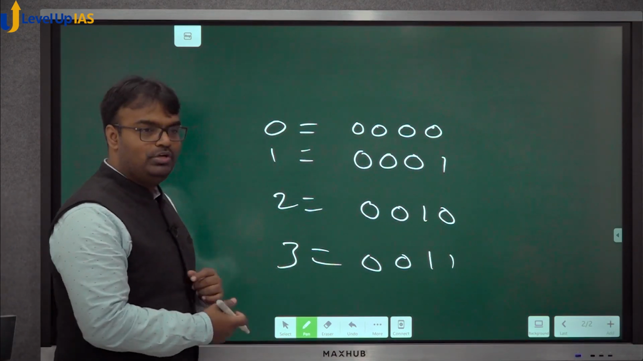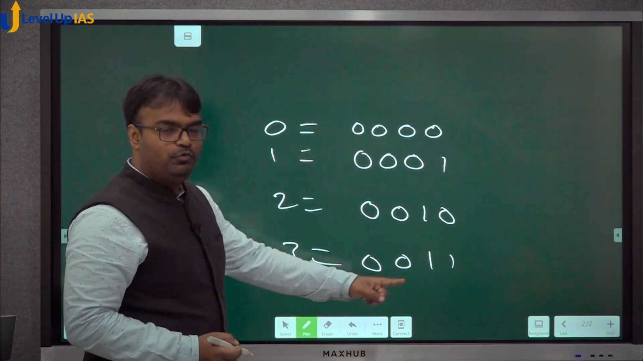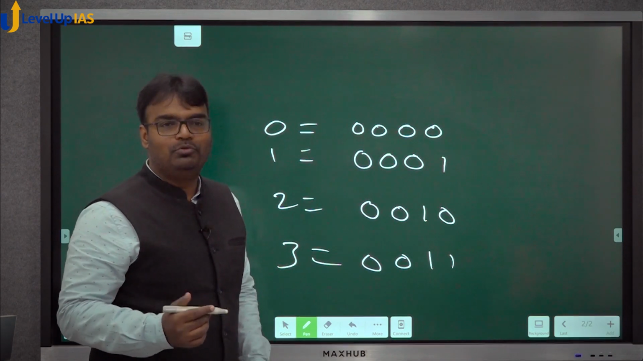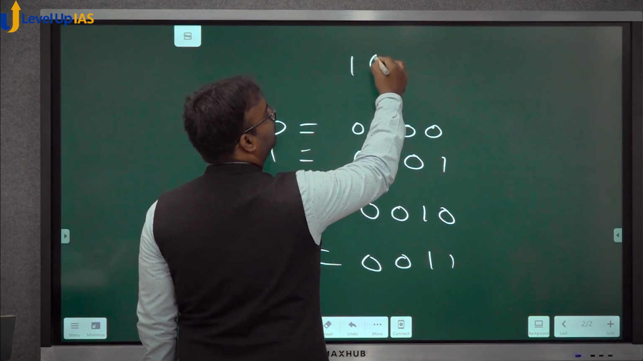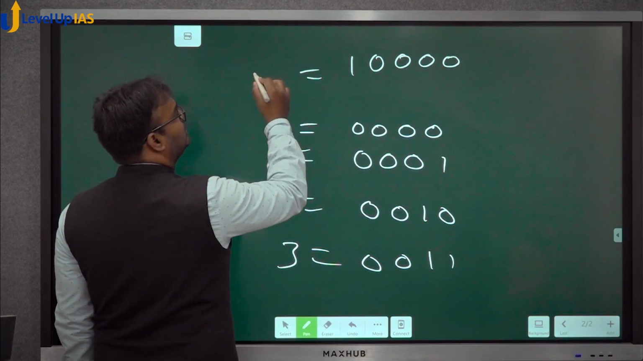Suppose you wanted to store 16. What would you have done? In 4-bit, only 15 could be stored. So you would need one more bit, right? So 16 in the binary system would have been stored like this. This is 16.